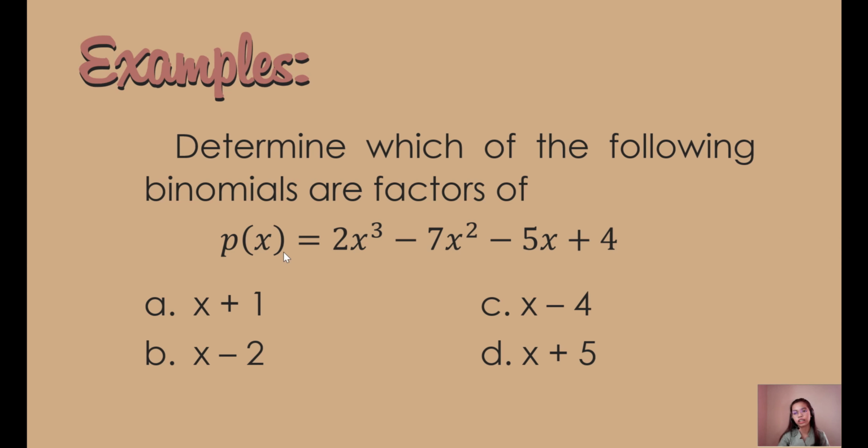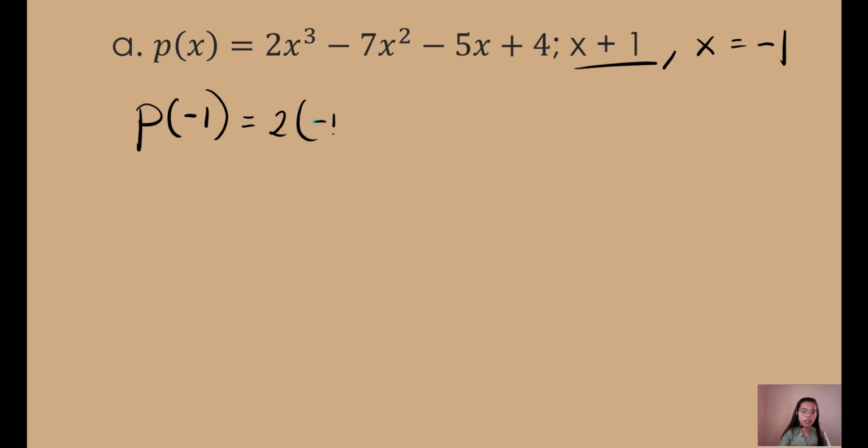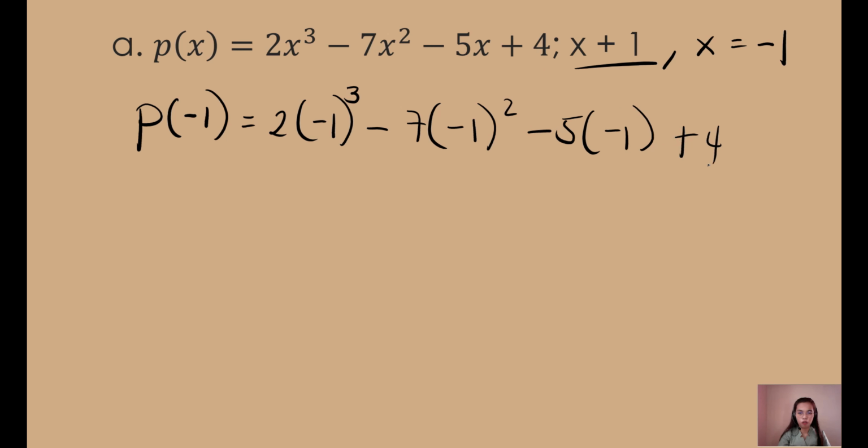So, may remainder siya. Okay, so let us have the first one. We have the given polynomial and our given binomial. Our x is equal to negative 1 since x plus 1 yung ating divisor. So, substitute, we have P of x or P of negative 1 is equal to 2 times negative 1 cubed minus 7 times negative 1 squared minus 5 times negative 1 plus 4.